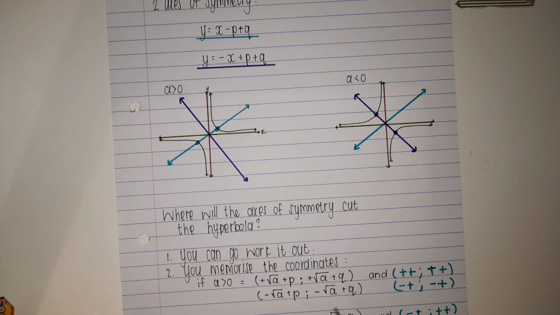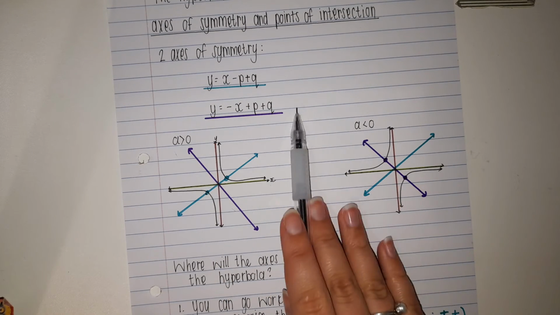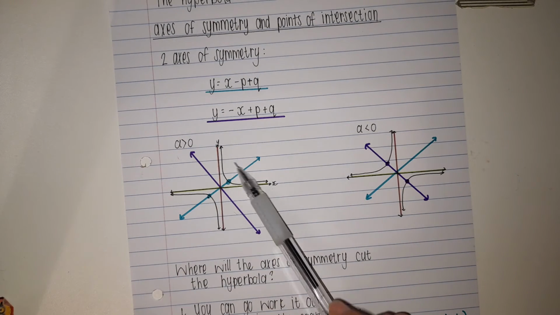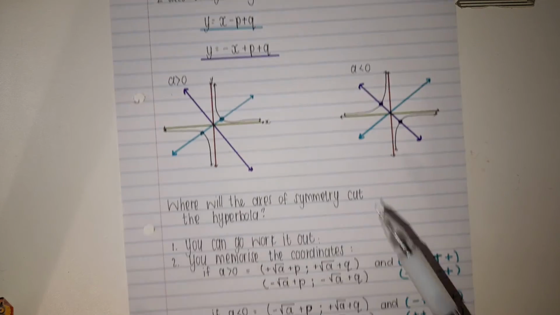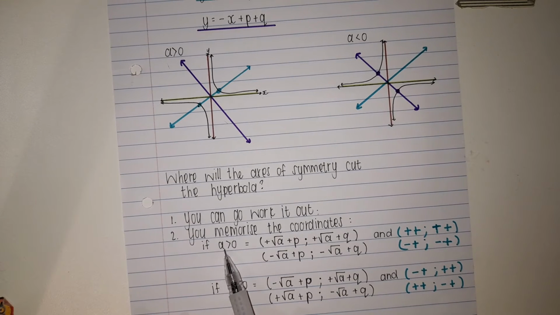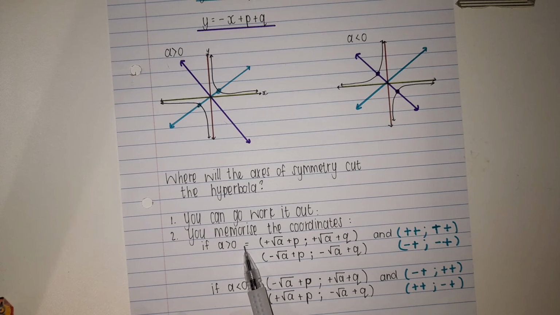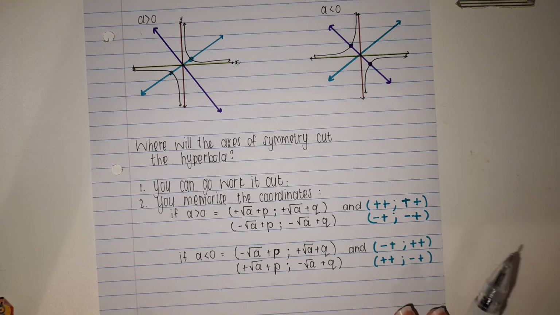You can equate the equation to each other. So you can equate this equation to my hyperbola equation, and you should get to those 2 points. Other than that, you memorize the coordinates. Saying if A is bigger than 0, and please make notes of this. I will put these notes on Google Classroom after I see that you guys made your own notes.